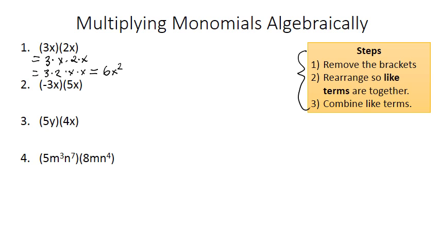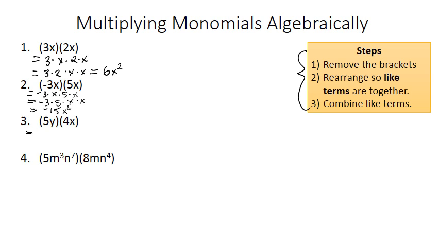Let's do another example. In this example, I have negative 3x times 5x. Well, I could write that as negative 3 times x times 5 times x. This is an example where it's really important to use the dots instead of the times symbol. Then I could rearrange it, so it'd be negative 3 times 5 times x times x, and that would give me negative 15 times x squared. Now, if you can get rid of some of these steps and do it in your head, that's just fine by me, but I'm writing it out so that everyone can see how it would work.